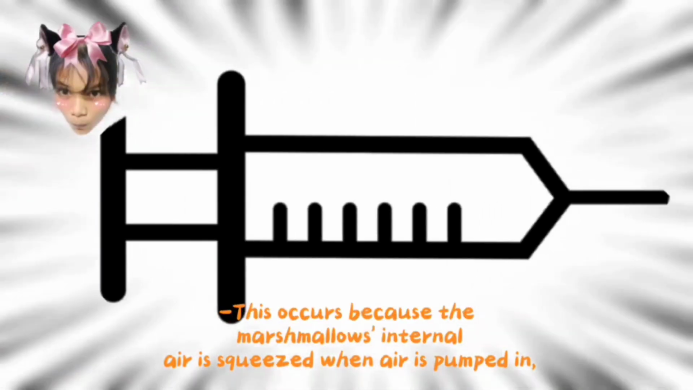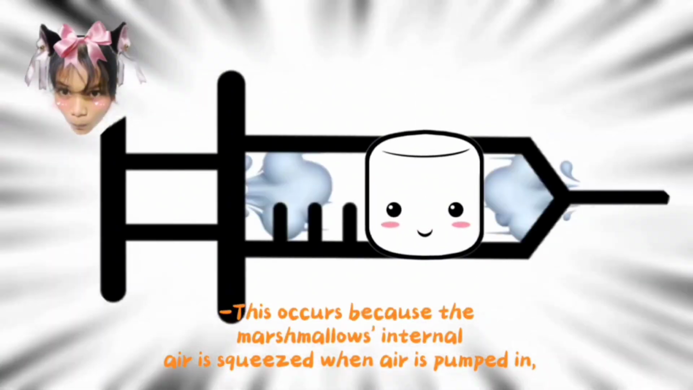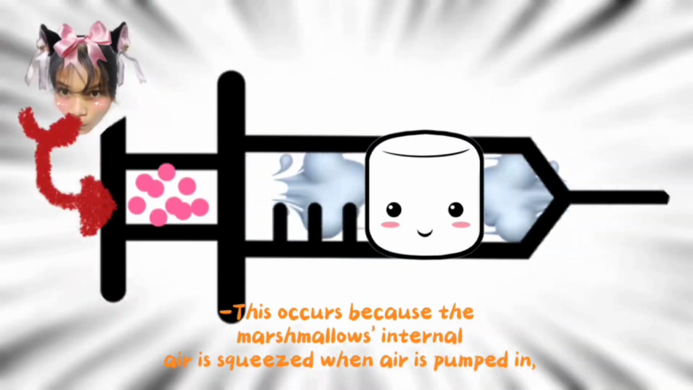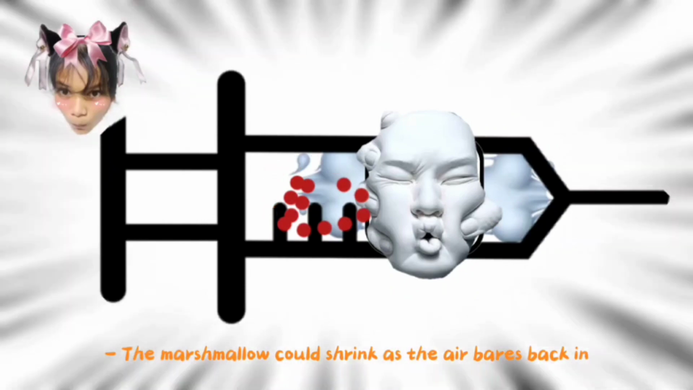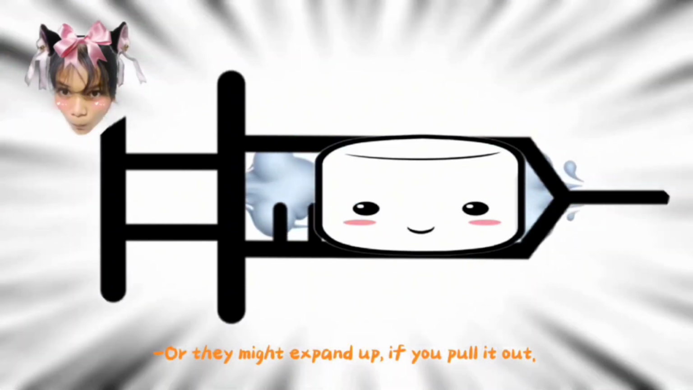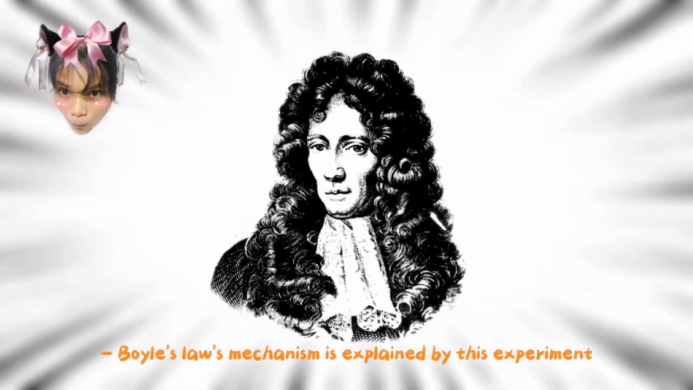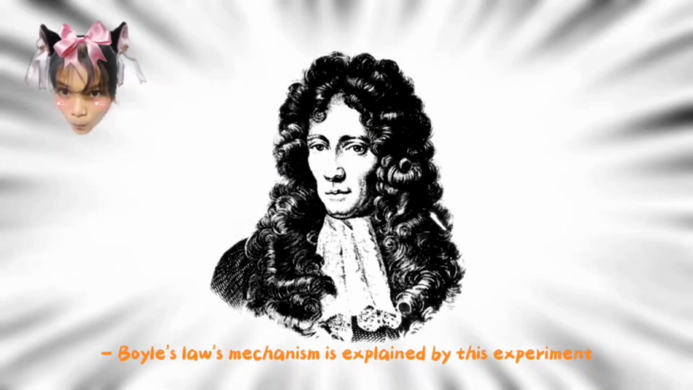This occurs because the marshmallow's internal air is squeezed when air is pumped in, increasing the pressure on the molecules. The marshmallows could shrink as the air is compressed, or they might expand if you pull the plunger out. Boyle's law's mechanism is explained by this experiment.